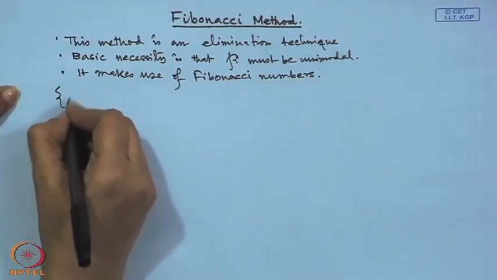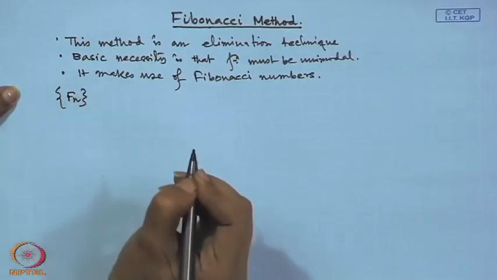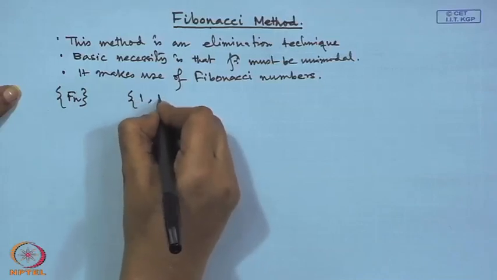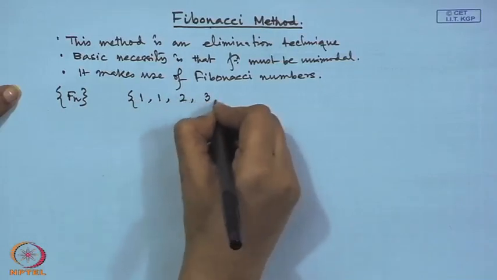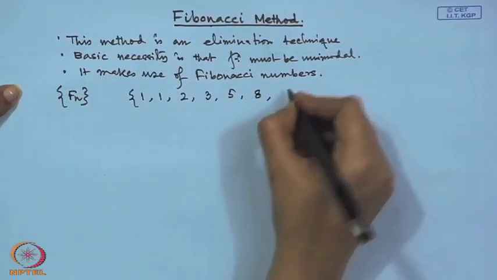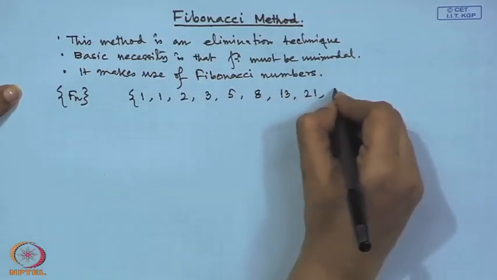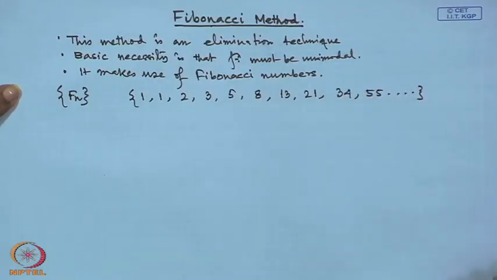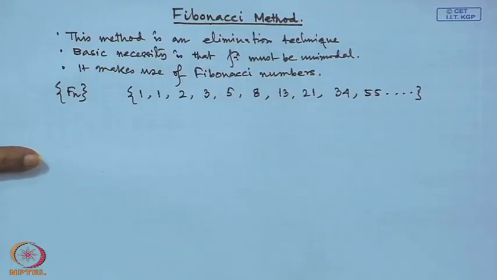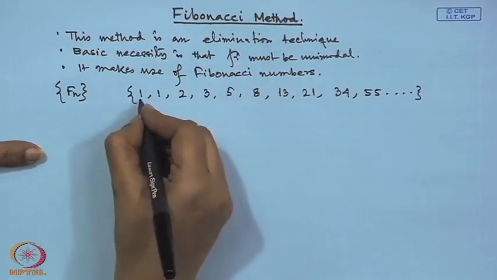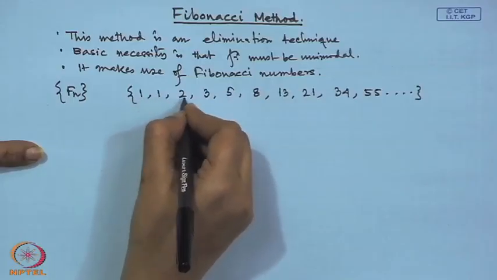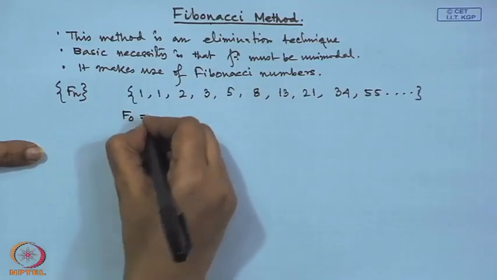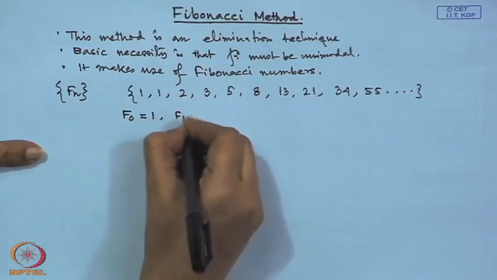If we consider Fn as the sequence of Fibonacci numbers, we must know that the sequence is 1, 1, 2, 3, 5, 8, 13, 21, 34, 55, in this way. If we look at the sequence, we see it follows certain rules. If I consider F0 as the first number, F1 as the second, F2 as the third, then F0 is always equal to 1, and F1 is equal to 1.